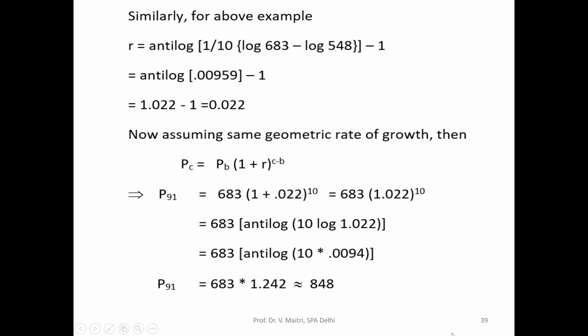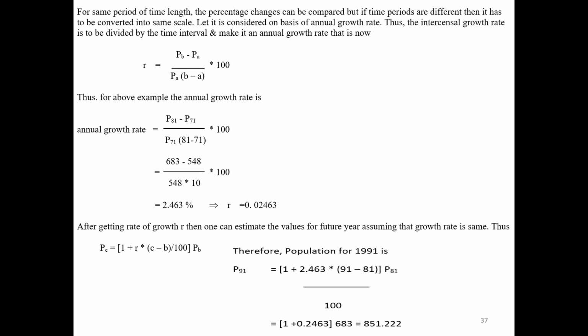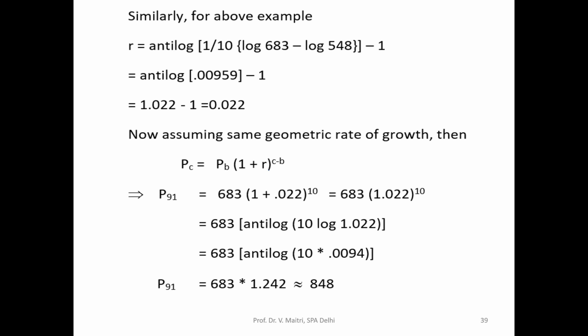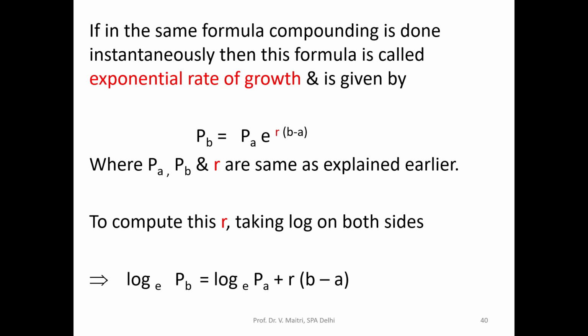So P91 population is 848, and previously what we got was 851, and now it is 848. It seems small, but we are talking in millions, dear, millions. That's how the difference is so big. So that's how we can see the difference between the two growth rates. So one should use only geometric growth rate when talking of the population growth formula.